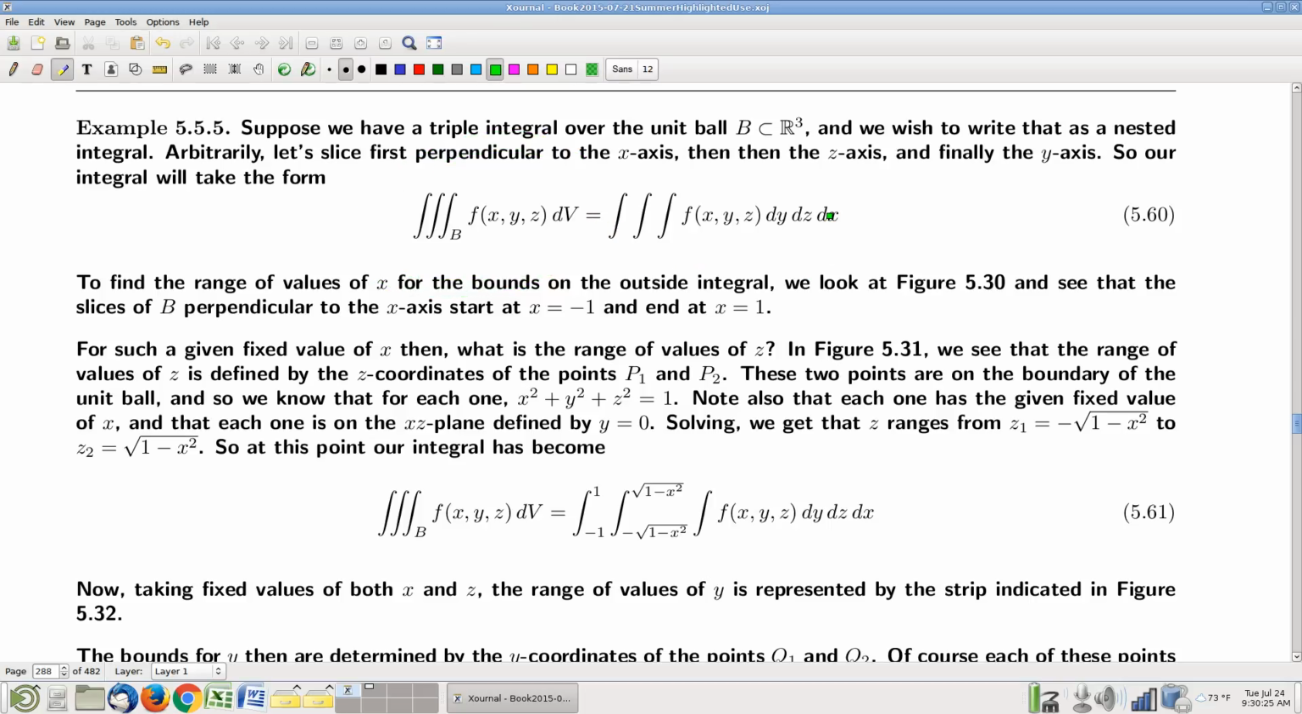We made an arbitrary choice, no particular reason to do the slicing in this order. Of course, it doesn't matter. In this case, the sphere is highly symmetric, so you can probably do it in any order. It's about the same difficulty in either order.